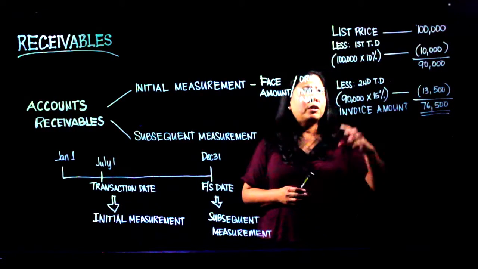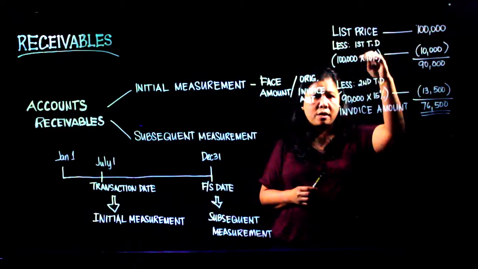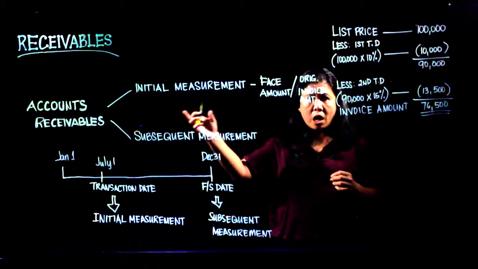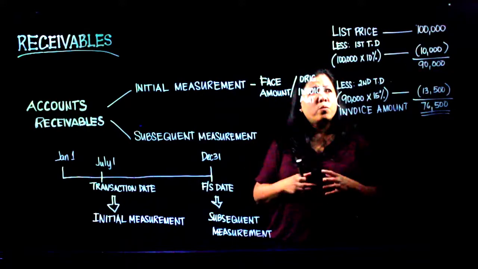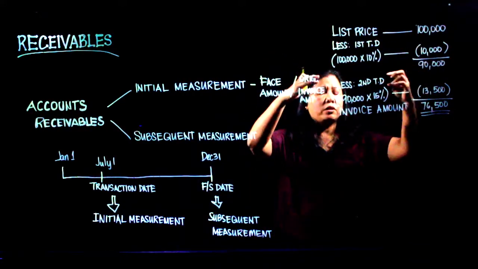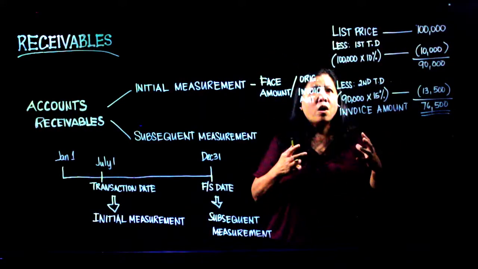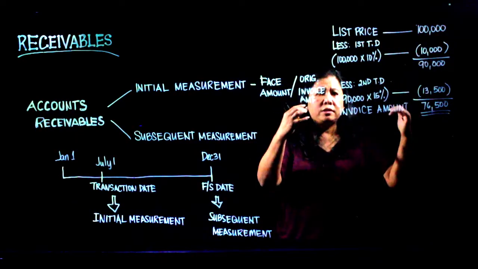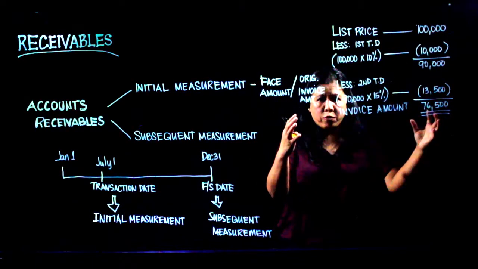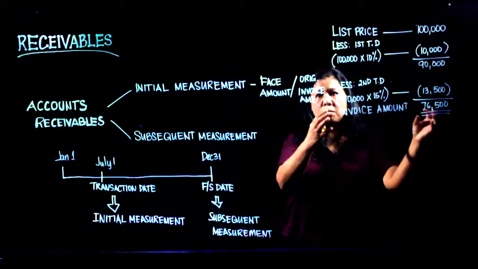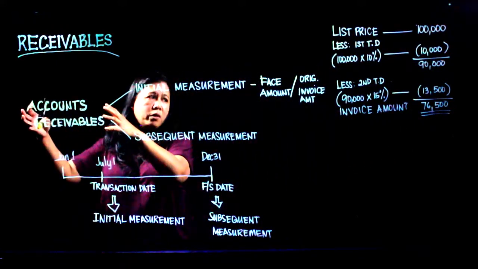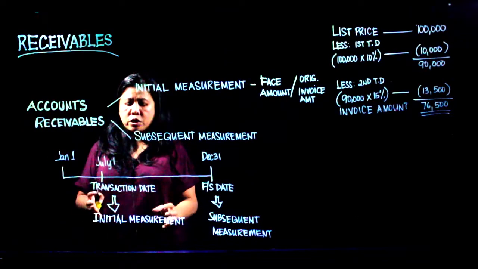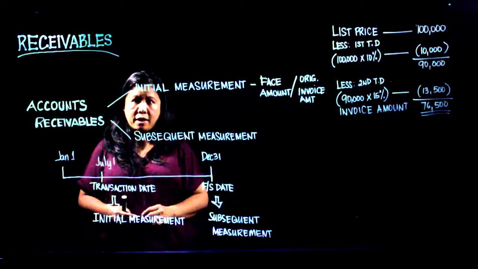Now the list price and the trade discount are not recorded on the company's accounts receivable or on the company's books. We ignore the trade discount and the list price. We only use list price and trade discounts to get our invoice amount. The invoice amount is what we record as accounts receivable on the initial transaction date.